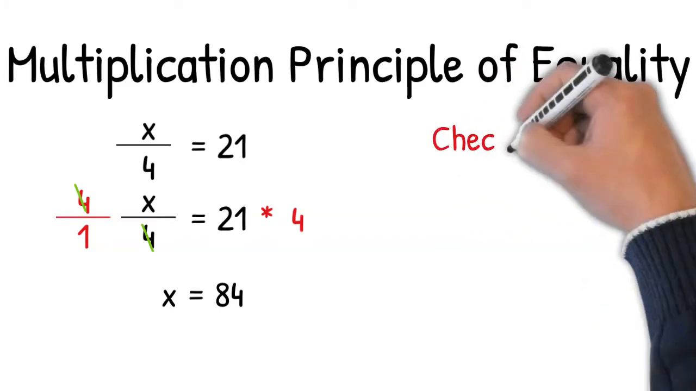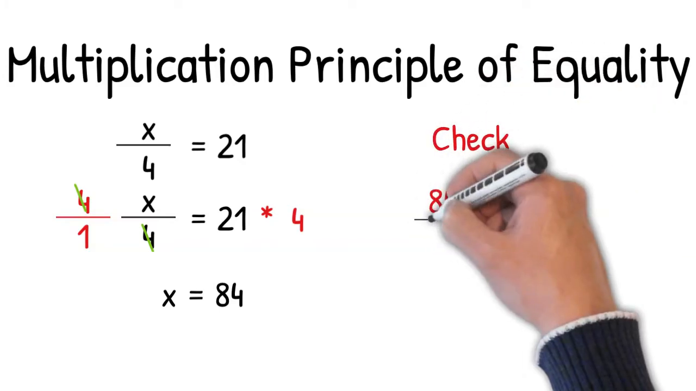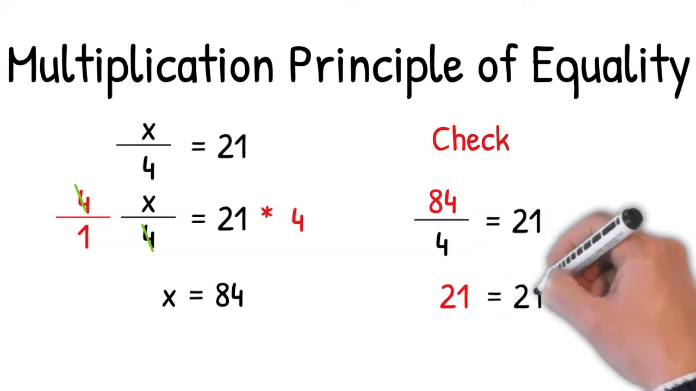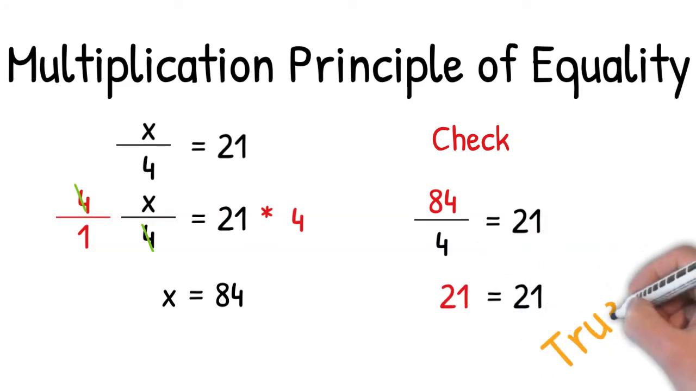Now check. Substitute 84 in the original equation in place of x. 84 divided by 4 is 21. 21 is equal to 21. It works. It is true.